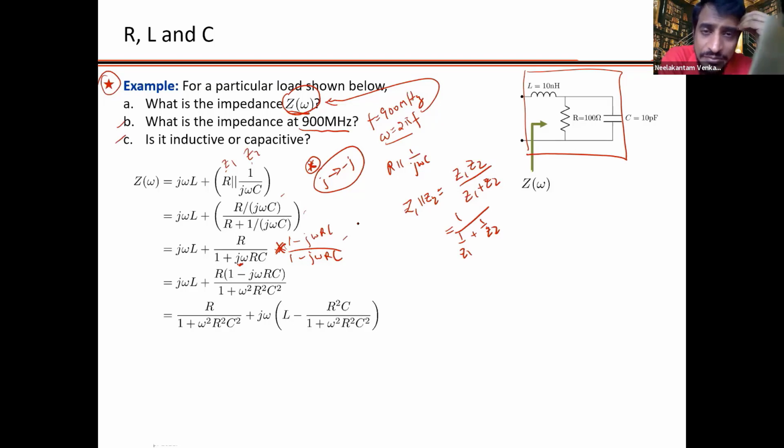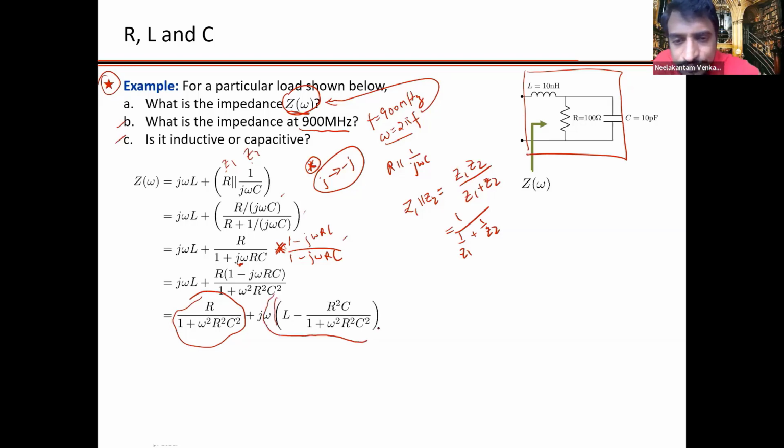After that, all that remains is to rearrange and separate all the real terms together and all the j terms together. Real terms together is the real part, and all the j terms with the omega is going to be this term. That's the imaginary part. Voila, you got your impedance having a real part and an imaginary part.